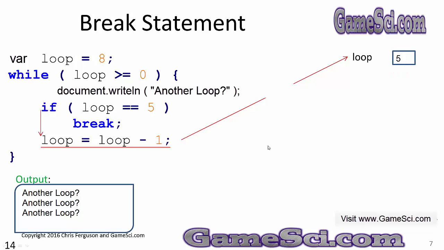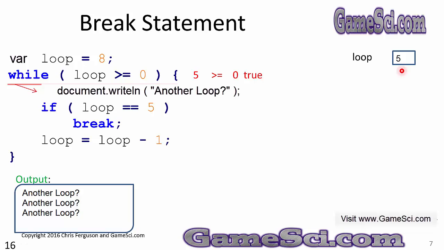We're not done yet, though. We're going to hit the end of the loop. The loop will come back up here to the while statement. When we move back up to the while statement, we test the condition again. The current value in loop is 5. 5 greater than or equal to 0 is definitely true. So what are we going to do? We're going to go inside the code and execute all the code between these two curly braces.